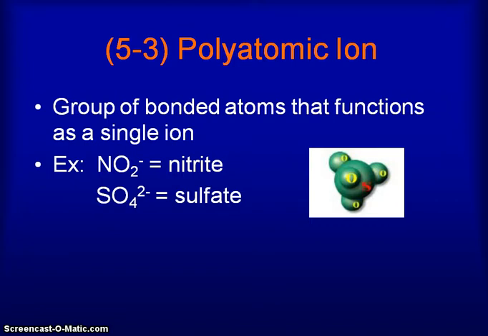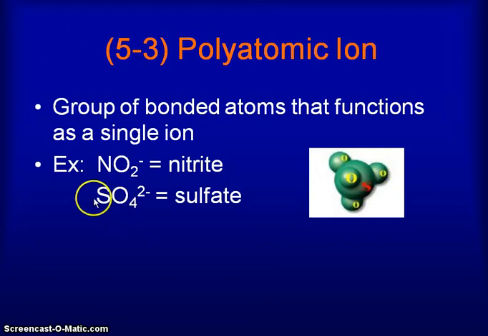So the couple examples I have here, this is the nitrite ion, NO2. So the nitrogen is already bonded to these two oxygens, and this whole structure has a -1 charge. So it behaves just like it were one of the halogens that all have a -1 charge.